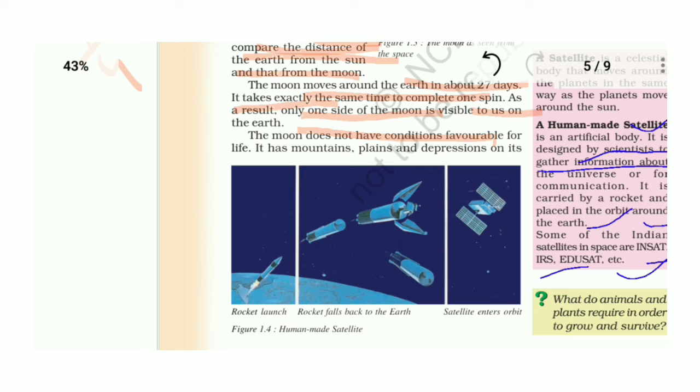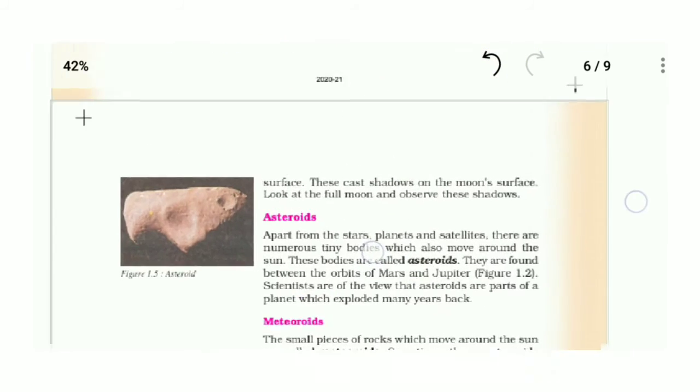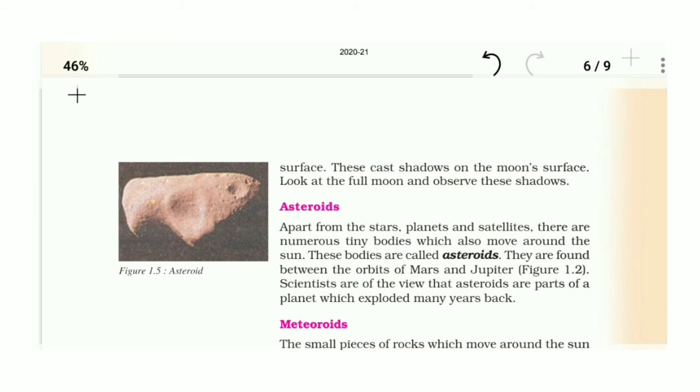There is no condition favorable for life on the moon, because it has mountains, plains and depressions on it, and the depressions appear as black shadows on the surface as seen from earth. Look at the full moon and observe these shadows.